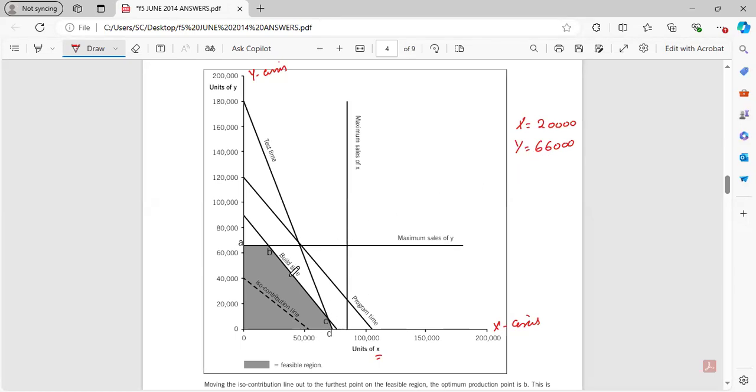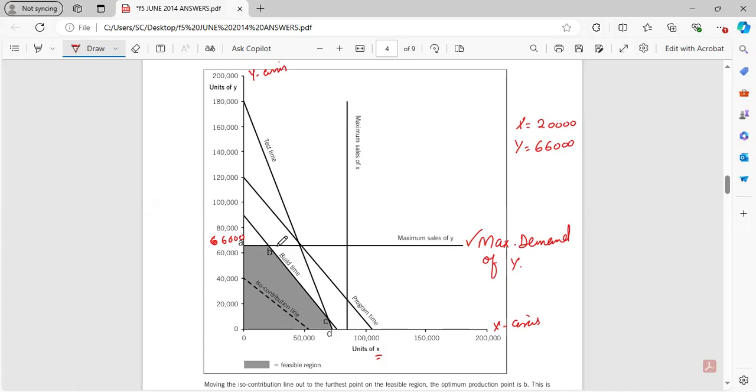Now he is drawing a straight line. This straight line of y shows that it is after 60,000 but well before 80,000, and it is indicating 66,000. It is showing the maximum sales demand of product Y, which is 66,000 units. So this line is showing the maximum demand of Y. Whenever you have a straight line on the graph, it is indicating maximum demand.